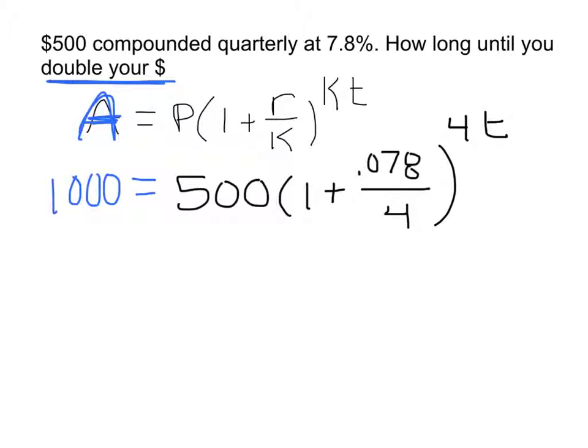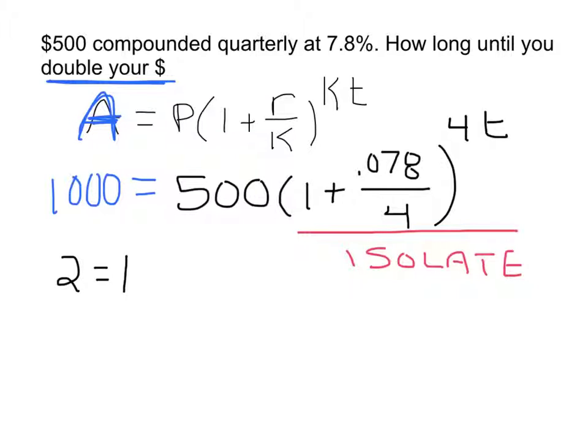And now we're going to go back to the rules for solving equations. If you're solving an equation that has an exponent or a log, your first step is to isolate the exponential part. So we're going to look at this piece right here. We're going to have to isolate this piece, and that means we're going to have to get rid of the 500. I divide both sides by 500, I end up with 2 equals 1 plus 0.078 divided by 4.